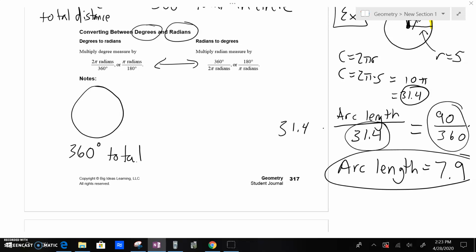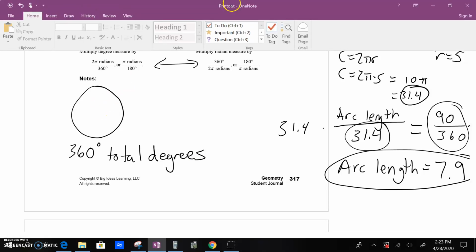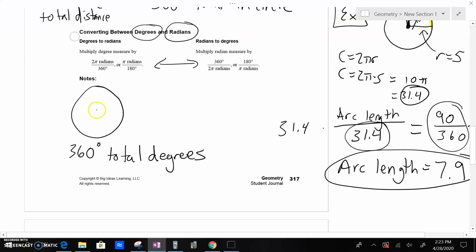A radian measure is just a different way to measure an angle. So total, I should write total degrees. The way radian measures get used is it's how many radiuses. So if we were to take a radius, I'll use a different color. There's our radius. If we were to take that radius and make it bendy, how many of those could we lay along the outside of the circle?